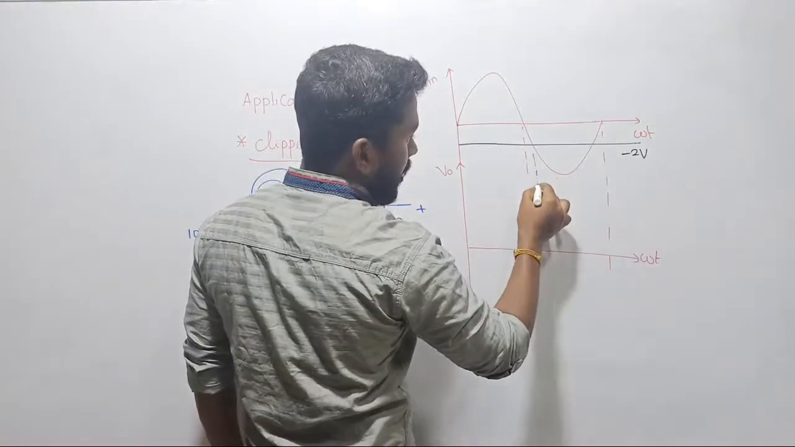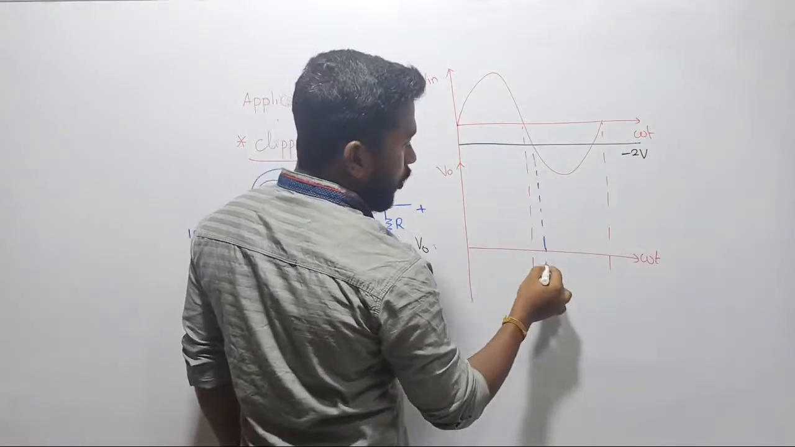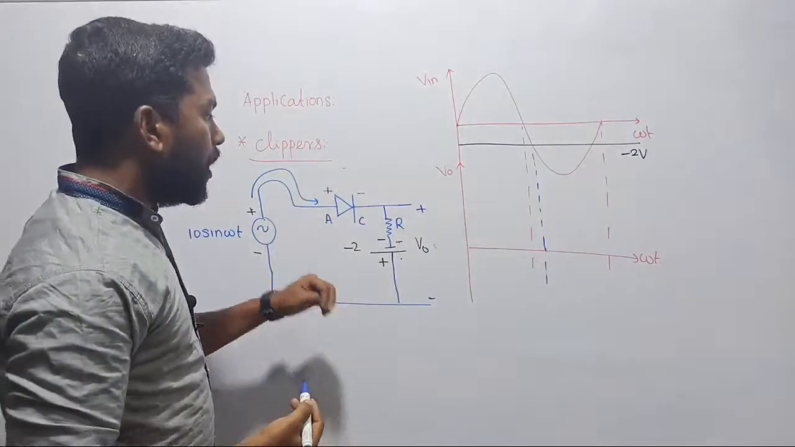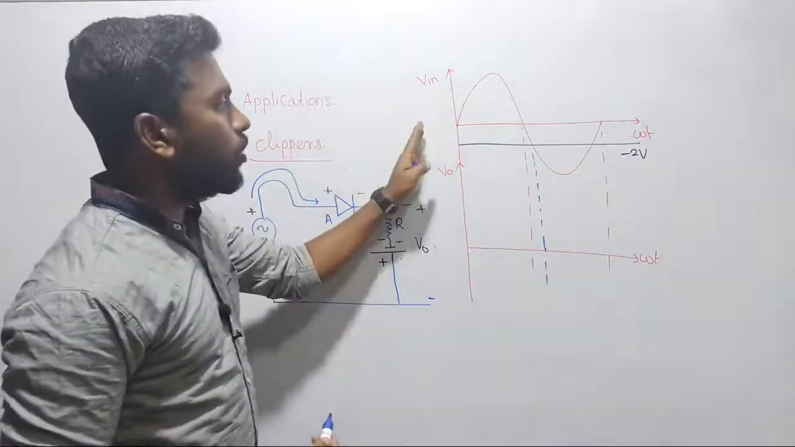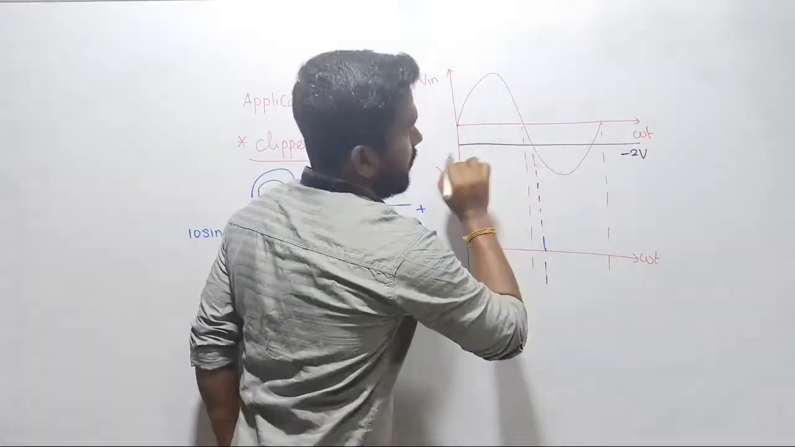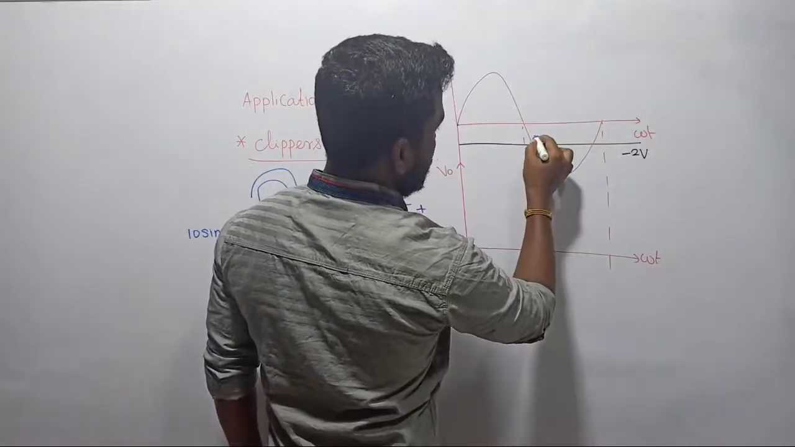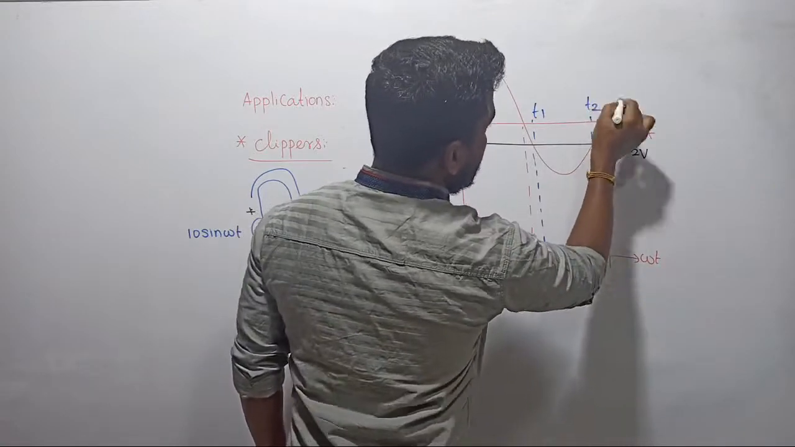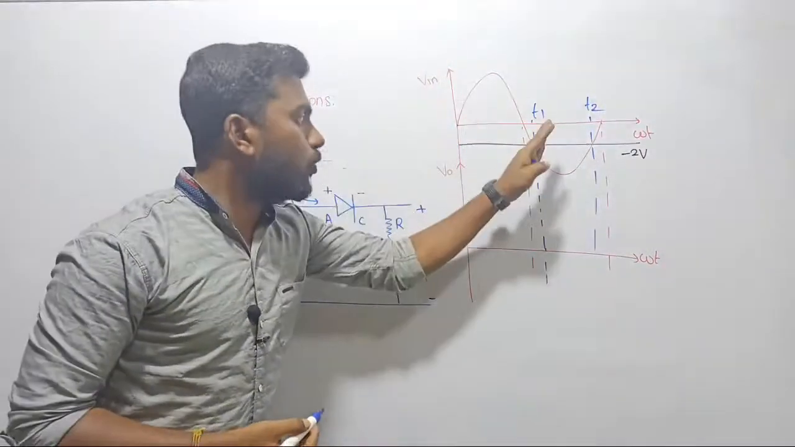Up to this point, your output voltage will be what? See that your output follows input. Am I correct? Yes, your diode will turn on. Up to which point will your diode turn on? From 0 to, let me define this point. Yeah. Let me define this point as T1. Let me define this point as T2. Okay. Now up to T1, right?